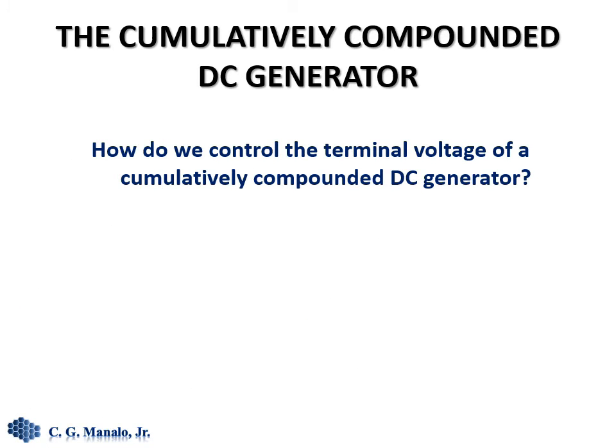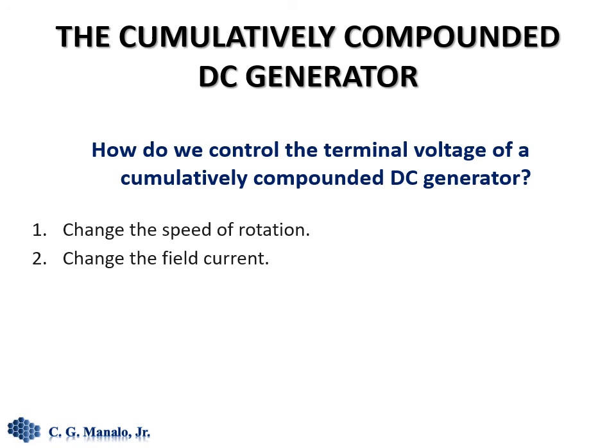How do we control the terminal voltage of a cumulatively compounded DC generator? Well, it's the same as some of those types that we have discussed earlier. We can do this by changing the speed of rotation, which we normally don't do in actual practice. We usually do it by changing the field current.